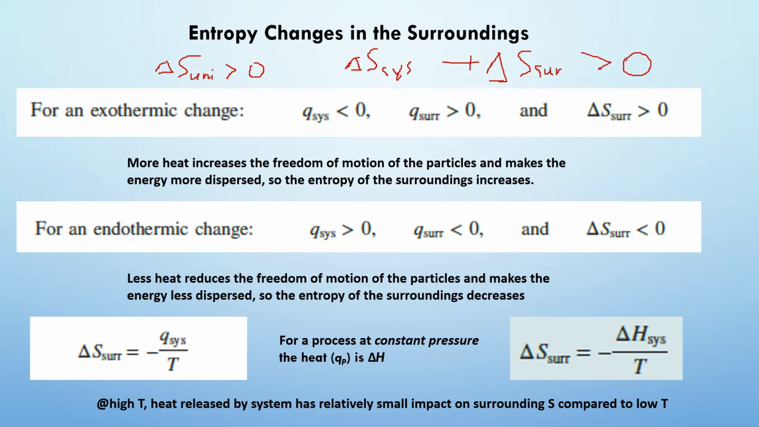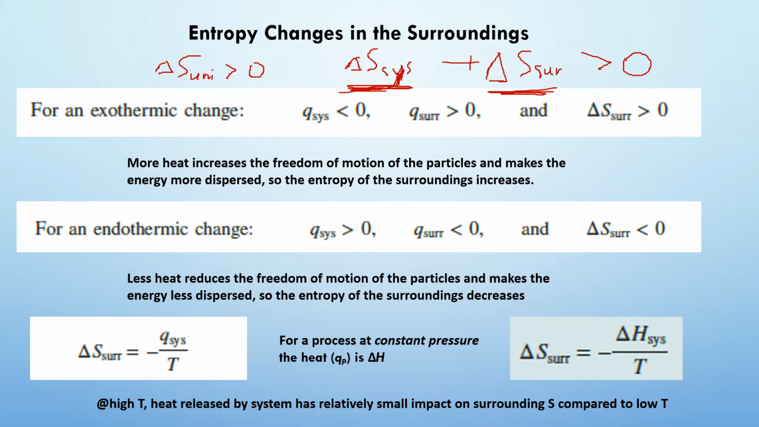Earlier we've been looking at how to calculate the delta S of the system. But again, that doesn't mean the reaction is spontaneous for sure. So we must know how to calculate the delta S of the surroundings, then add them up so we can determine whether the reaction is spontaneous or not.